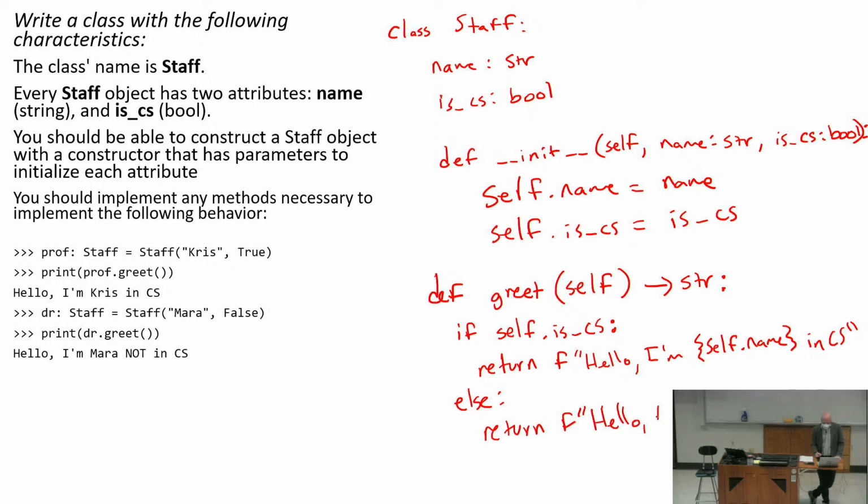Hello, I'm self.name, not in CS. And I'm just going to wrap that around to the next line. All right?